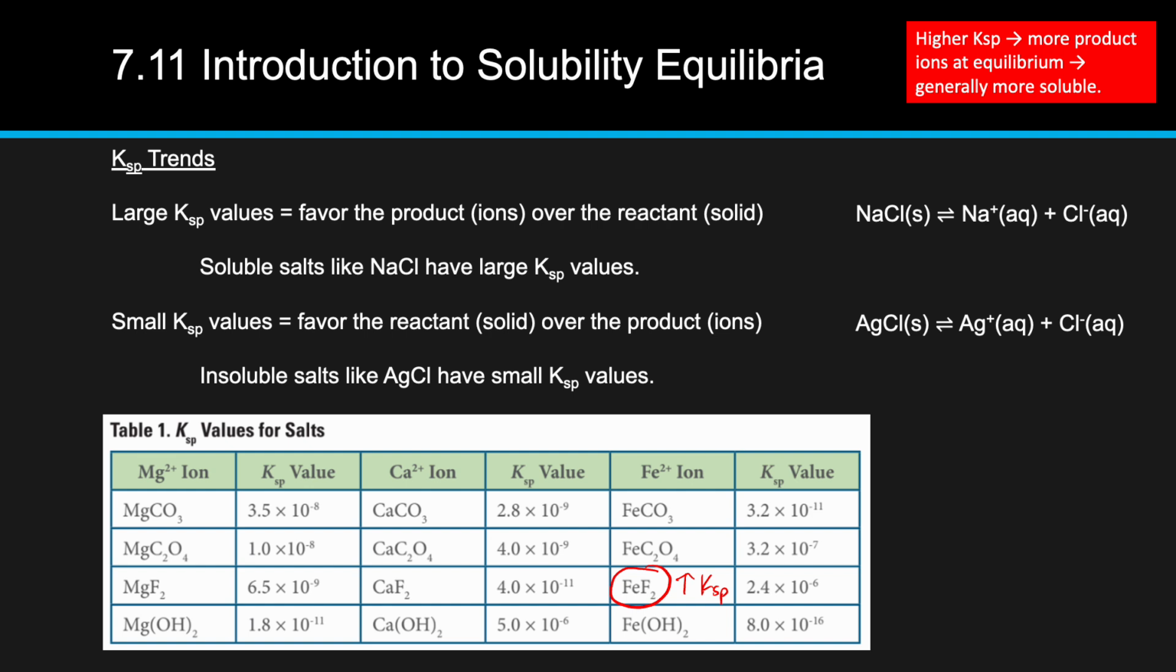And then looking for my least soluble, I see I have a 10 to the negative 16th. So that is my lowest Ksp value, meaning I'm not making many ions. I'm going to have a lot of that salt left over. So this is going to be deemed an insoluble salt and have the lowest Ksp out of all of them on the table.